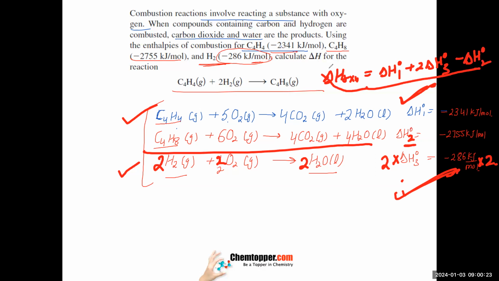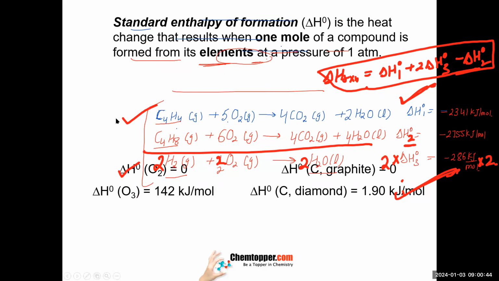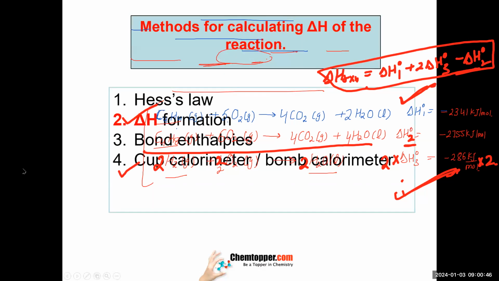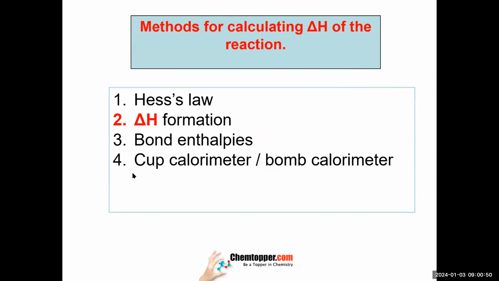So you should practice this method also, because in some questions, they will not give you the values, they will give you these kind of options, multiple choice questions. And just plug in the values and you'll get delta H of the reaction. So in the next class, we'll discuss bond enthalpies, which I think you have already done once with me earlier, but we'll do it again, and cup calorimeter and bomb calorimeter.